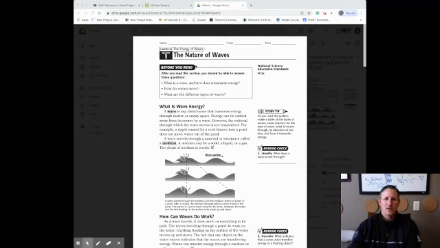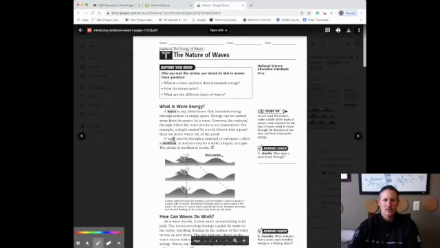What is wave energy? Go ahead and grab a highlighter or something that you can write down these things or underline stuff if you have to. Maybe you want to copy it and put it into a note in a Google file. Okay, what is a wave energy?